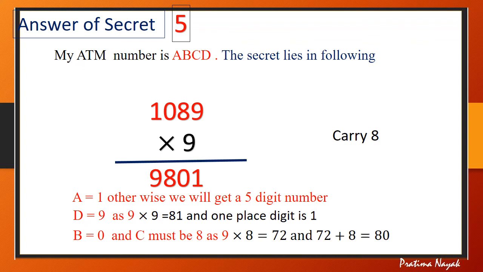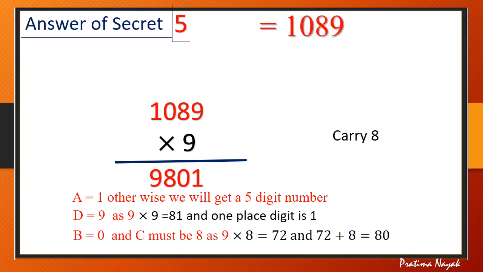So what is ABCD? ABCD is 1089. So this is the answer.